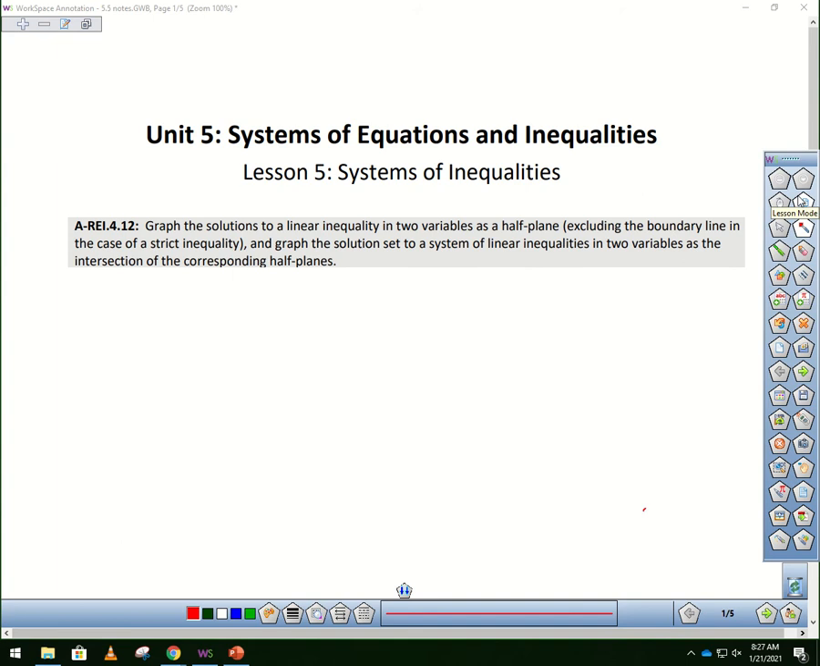Alright guys, so we are starting Unit 5, Lesson 5, which will be Systems of Inequalities. Do you guys remember yesterday? We talked about graphing inequalities. Now we're going to be graphing systems of inequalities. So 2 inequalities on the same graph. Okay?